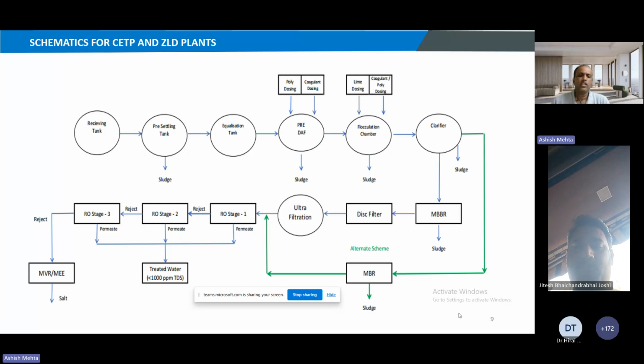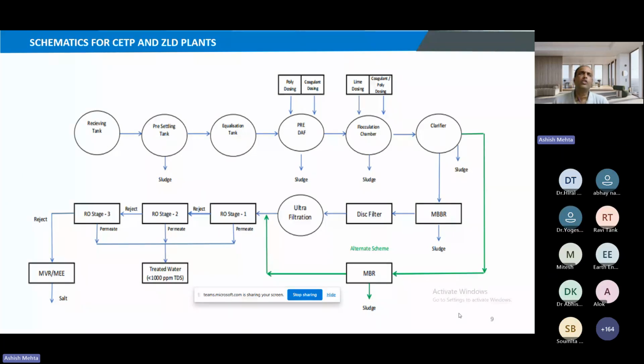The treated water or the permeate can be recycled and reused for industrial application, and whatever reject has been achieved is concentrated with the help of multi-effect evaporator or mechanical vapor recompression system and converted to salt. Whatever salt and solids are generated is finally disposed of in secure landfills. So this is how the schematic of a CETP and ZLD plant looks. Now, depending on the type of effluent, its characteristics and the industry sector, these schemes are modified and customized to the need of the project.